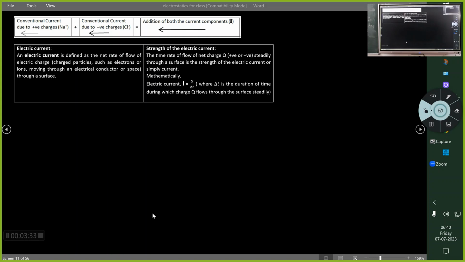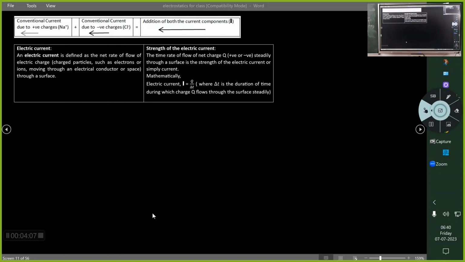That is, the electric current is defined as the net rate of flow. Net, I suppose you understood the meaning of net flow. It is the algebraic sum of the current due to positive charges and the current due to negative charges. Current means conventional current of the positive charges plus conventional current of the negative charges, the algebraic sum of those two. I think there was a confusion. Okay, that is this.